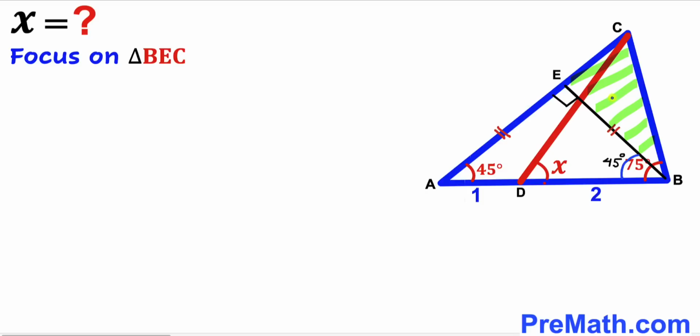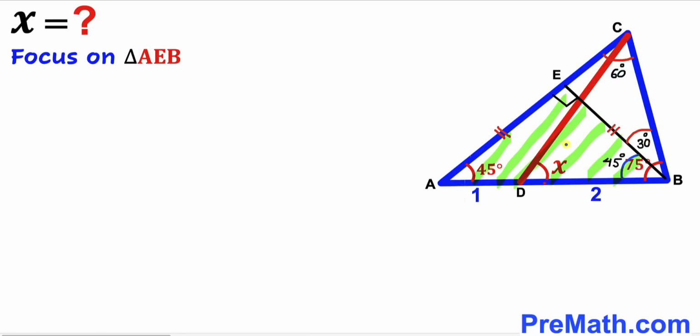Now we are going to focus on this other right triangle BEC. We know this whole angle is 75 degrees, and this angle is 45 degrees. So this remaining angle has got to be 30 degrees. Moreover, we know this angle is our 90 degree angle. So this whole angle has got to be our 60 degree angle.